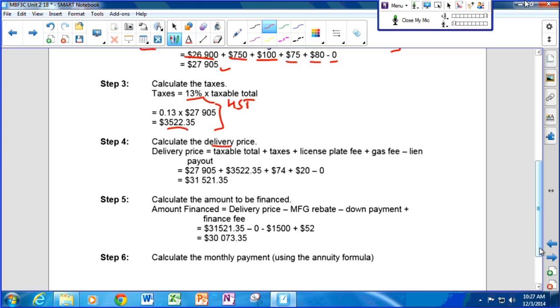All right. So taxable total plus taxes plus license plate fee plus gas fee minus lien payout. Okay. So, and there is no lien payout there. Minus lien payout. Hmm. It seems like it should be. Well, anyway, we'll see some examples where they're including a lien payout, and we'll be able to see how to treat that properly.